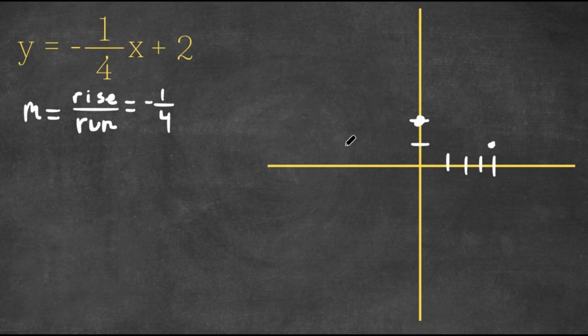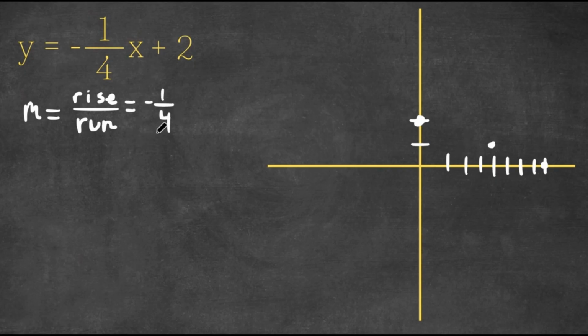Now we're going to do this again. We're going to go down 1. So now we're at 0 and we're going to go to the right by 4. So 1, 2, 3, 4. This is where our third point is going to be.